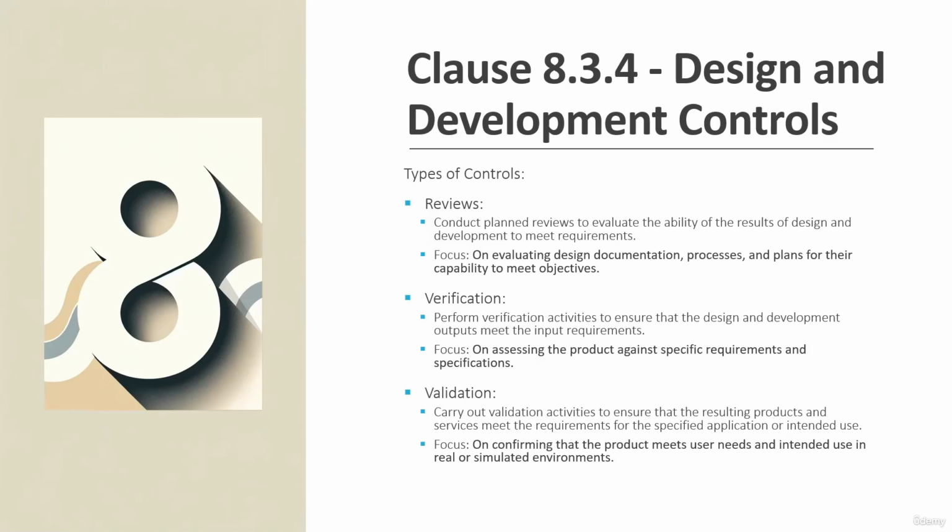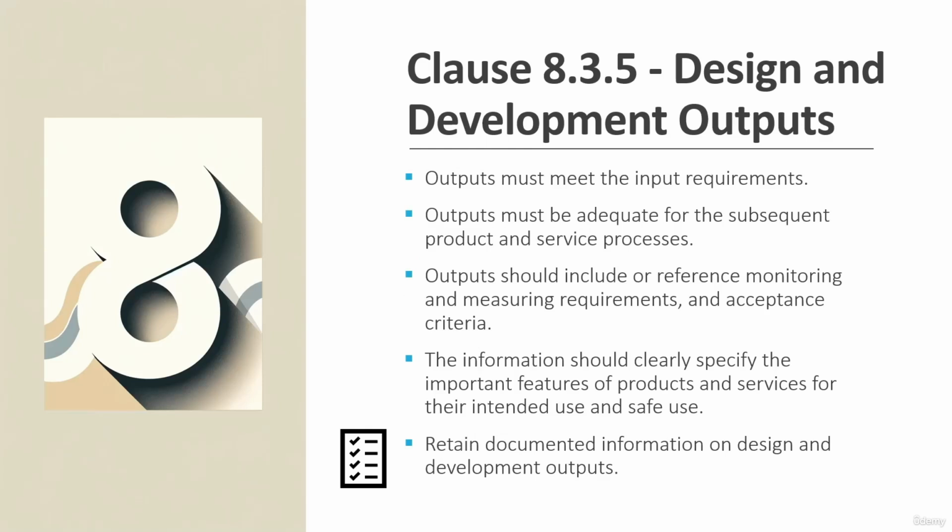So these are the three types of controls for design and development activities, which is under clause number 8.3.4. So now we talk about planning, we talk about inputs, and we also talk about controls. Now the next step in design and development activity will be the output of the design. That is clause number 8.3.5.